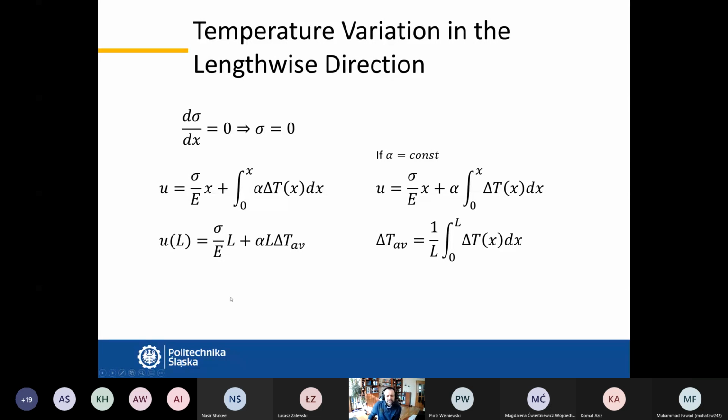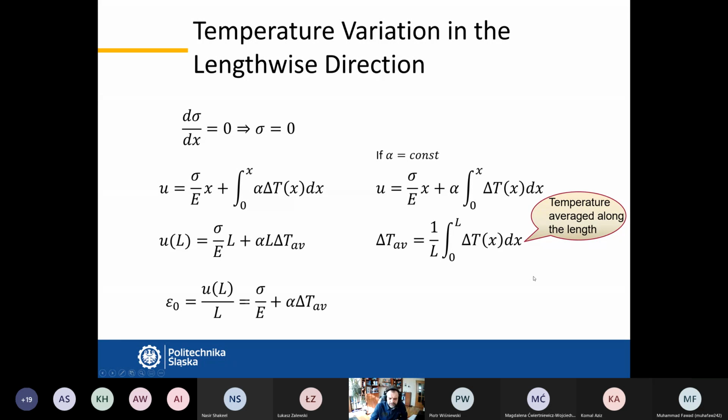If you look back to the notes from our previous meeting, this is exactly the same as before with the uniform temperature change. But instead of delta T, which was the same at every point within the material, we now have the average in the material. But the shape of the formula is exactly the same. So here we have the temperature averaged along the length of the object.